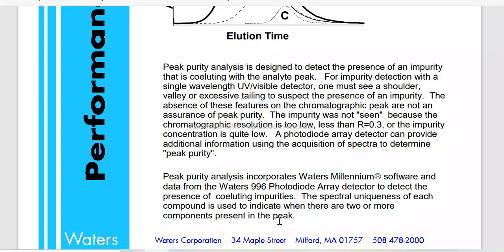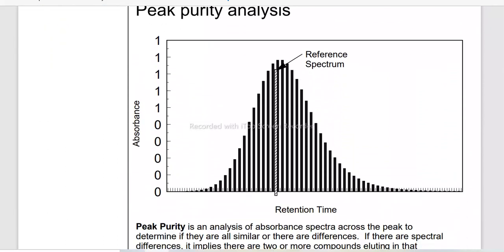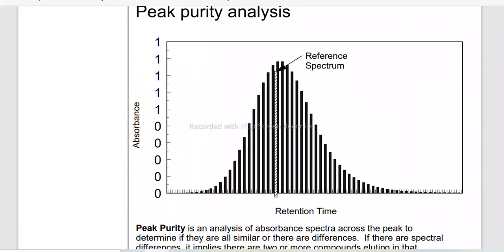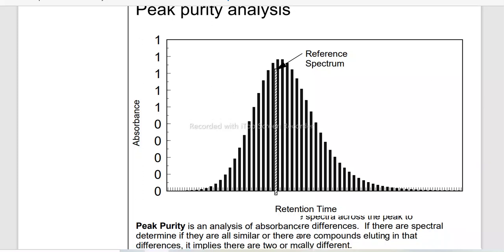So what does the PDA detector do? The spectral uniqueness of each compound is used to indicate when there are two or more components present in the peak or not. It is just observing the uniqueness of the spectra to detect the peak purity. Okay, what is the peak purity analysis? Suppose this is your reference spectrum. So what does it do?